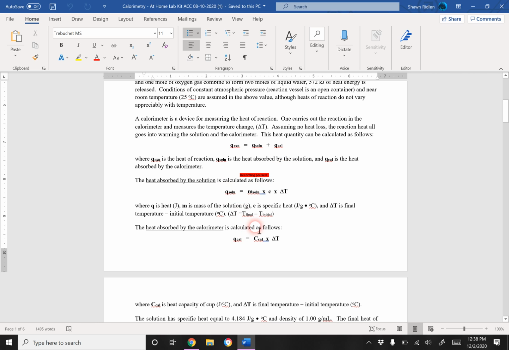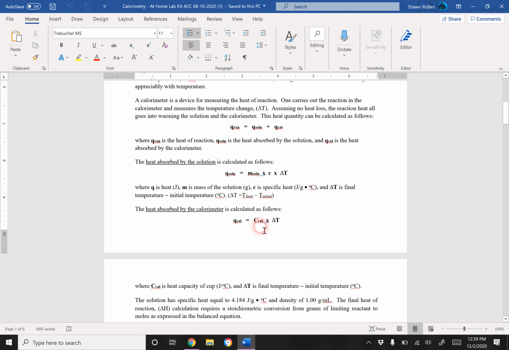It's worth noting here that delta T is equal to T final minus T initial, assuming that the temperature has increased. And that's generally what we're going to see in this case. So take the final temperature and subtract the initial temperature. The initial temperature is the temperature before you add anything. In the first step, you'll be adding hot water to cold water. So the initial would be before you add the hot water, and the final will be the maximum temperature after you add the hot water. We'll touch on that again later. Now, we also want to know the heat absorbed by the calorimeter.